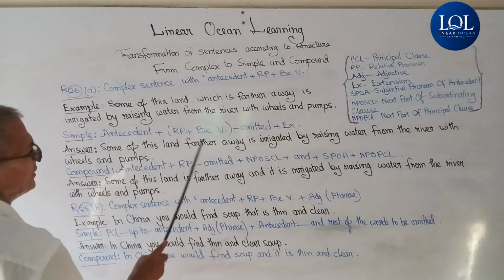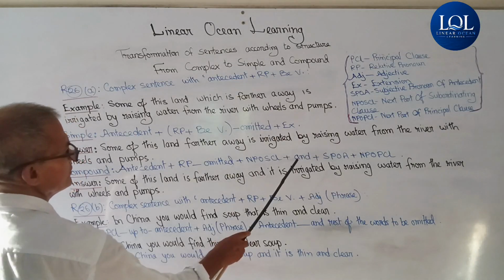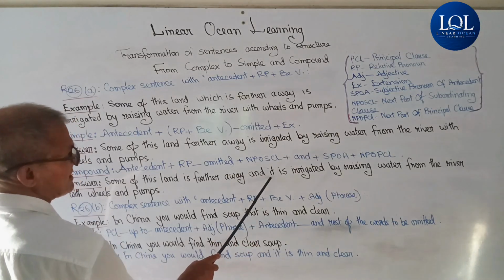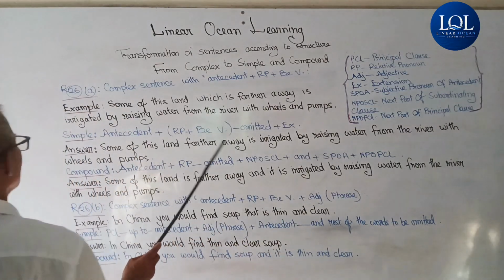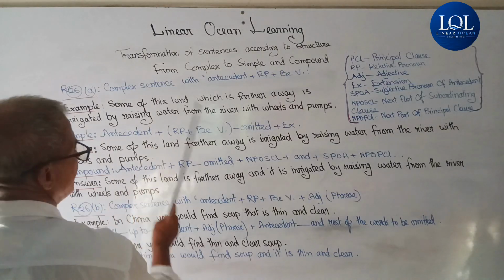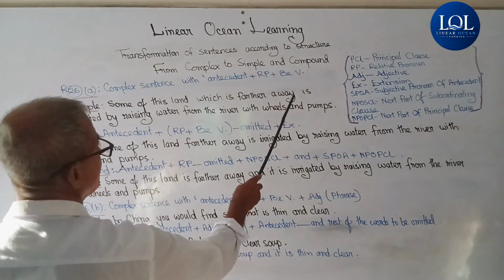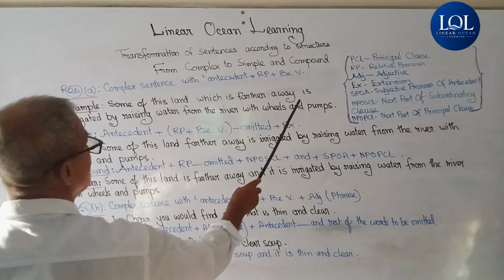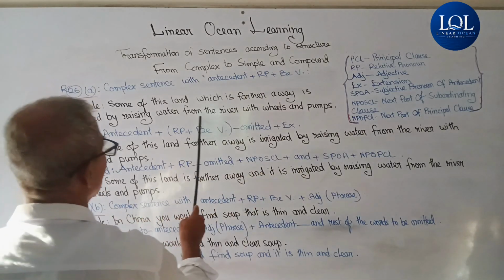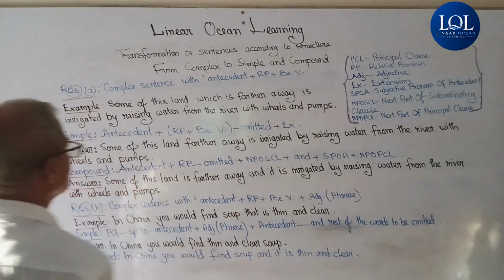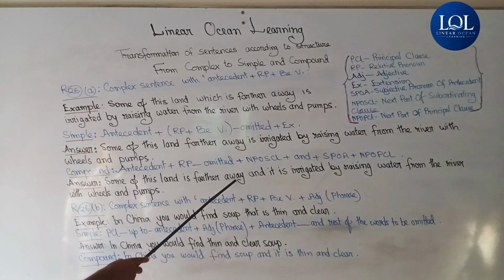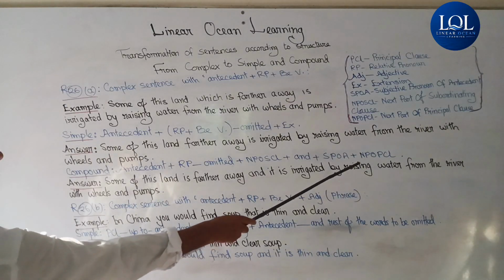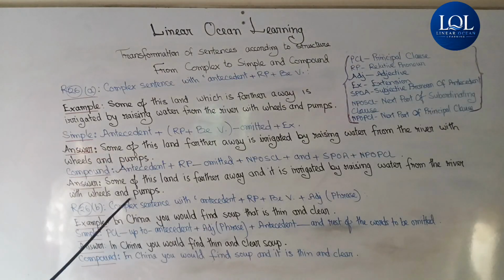Then after the subordinating clause we have to put and, plus subjective pronoun of antecedent. Here the subjective pronoun of antecedent, for some of this land, is it, plus next part of principal clause. The next part of the principal clause is irrigated by raising water from the river with wheels and pumps. So the answer is: some of this land is further away and it is irrigated by raising water from the river with wheels and pumps.